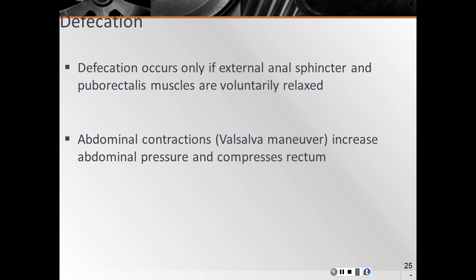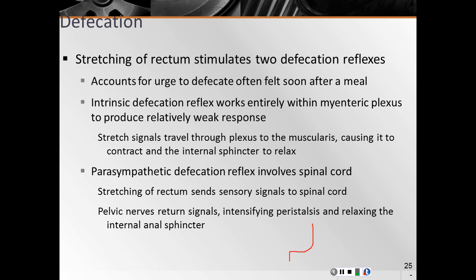Now these reflexes are involuntary. These reflexes are involuntary and are the sole means of controlling defecation in infants and people with transection spinal cord injuries. Now the external anal sphincter, like the external urethral sphincter, is under voluntary control, which I mentioned earlier. And defecation normally occurs only when this sphincter is voluntarily relaxed.